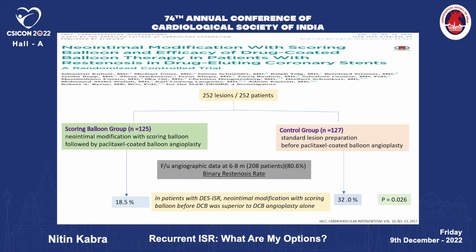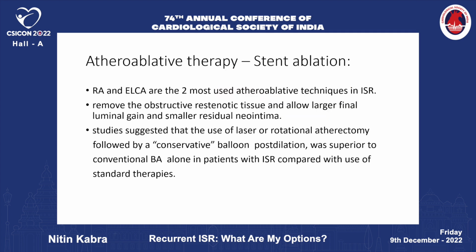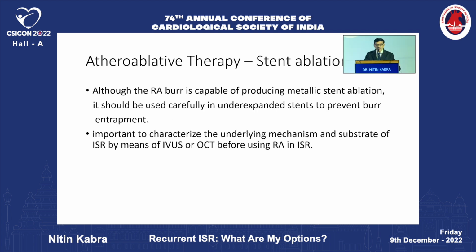of recurrent ISR. Atheroablative therapy, either rotational atherectomy or excimer laser coronary angioplasty, are the two most widely used techniques, especially in patients with recurrent ISR. They remove the obstructive restenotic tissue and allow larger final luminal gain and smaller residual neointima. Studies have suggested that the use of either laser or rotational atherectomy, followed by a conservative balloon post-dilatation, is superior to balloon angioplasty alone in patients with recurrent ISR.